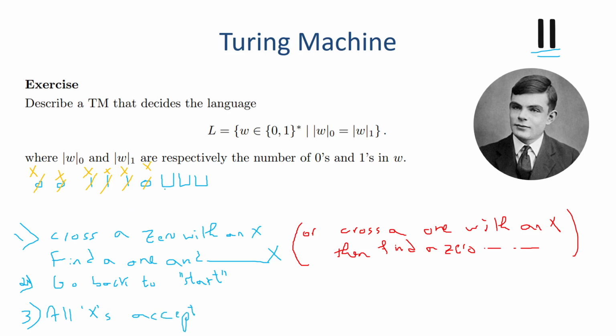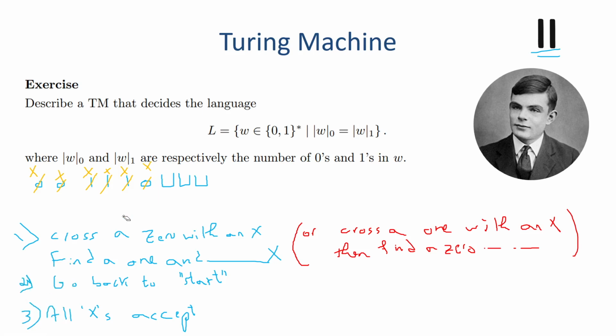Otherwise, say you're left with some 1 that you never crossed, or some 0 that doesn't have a counterpart, well, you simply reject. So you're checking your entire tape. Is it all X's? No, I'm left with a 1. Well, you don't know that it's the only 1, so what you're going to be doing is crossing it with an X. Then you're going to try and find a 0. You never find it. So that's when you really reject. You cross an element and you never find a counterpart.